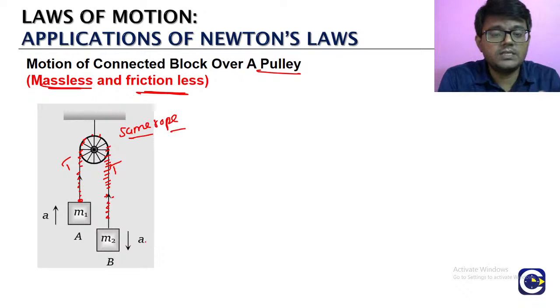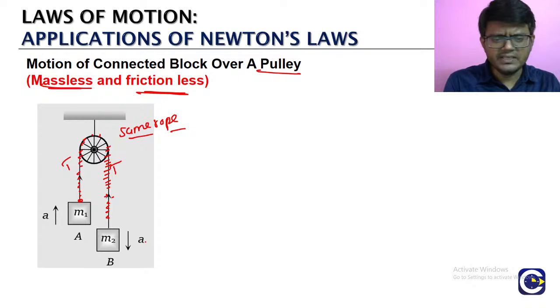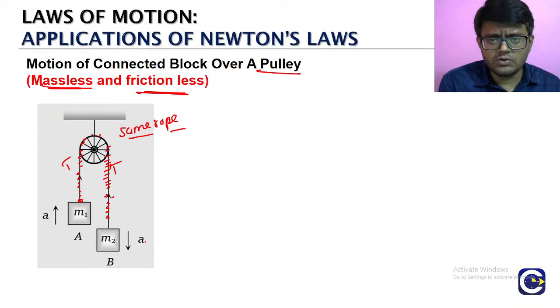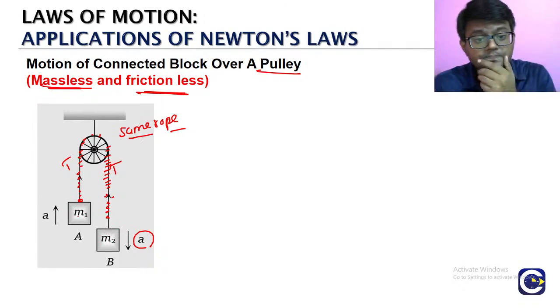Now look at it, how these blocks are going to move. It's a very common observation. So when you have a pulley, you connect two masses. What do you observe? The heavier one will go down, lighter one will go up. So for a minute, let us say this M2 is the heavier one. M2 will be going down and M1 is going to go up.